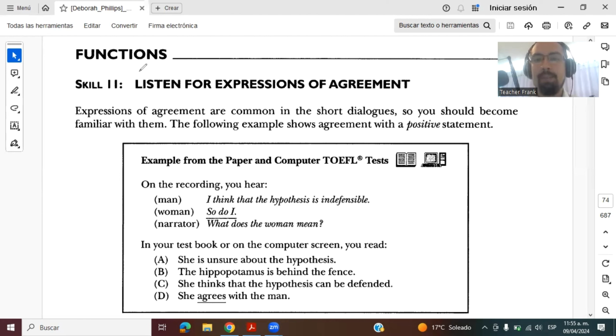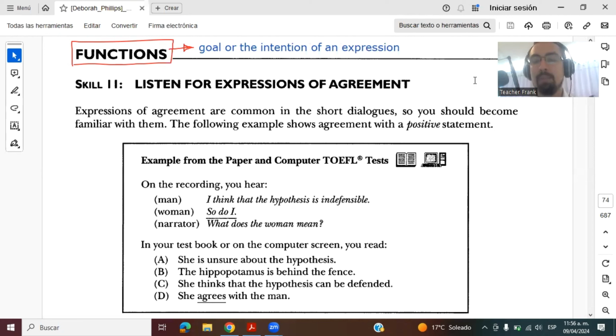And skill 11 for the listening part of the TOEFL preparation course deals with functions. So we have to remember that functions is basically the goal or the intention of a conversation, right? Of an expression, of a sentence. So this means that when I speak, I have an intention, right?